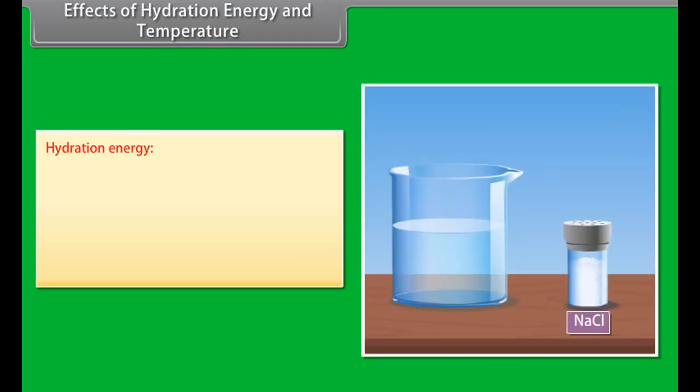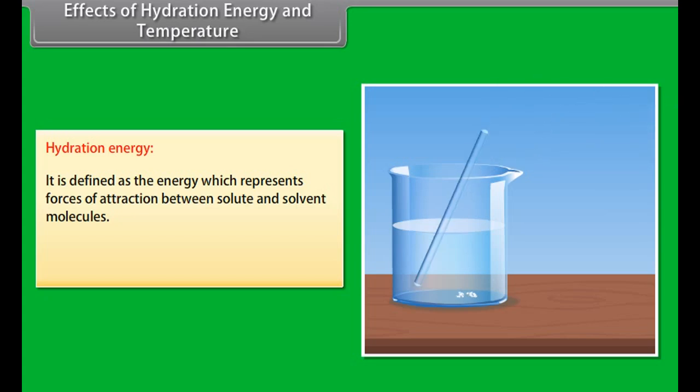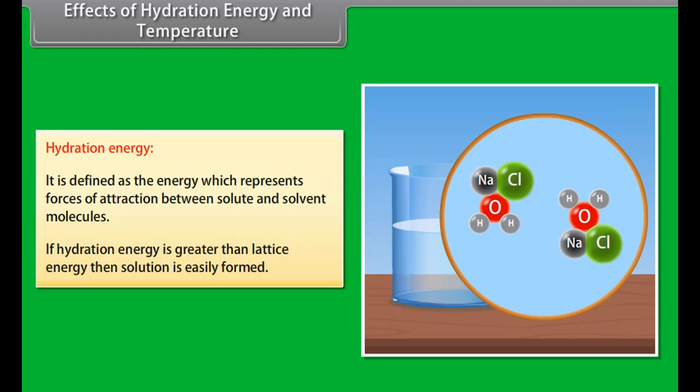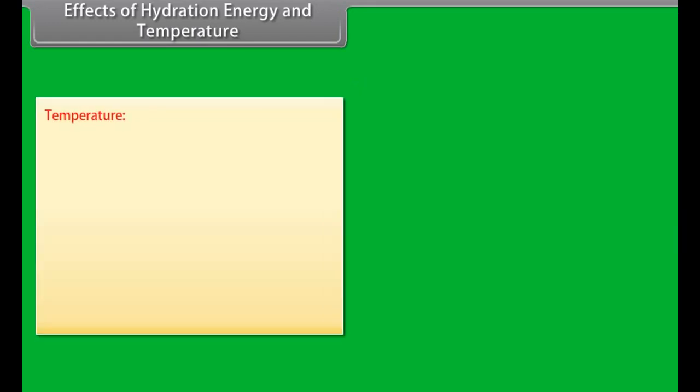Effects of hydration energy and temperature. Hydration energy. It is defined as the energy which represents forces of attraction between solute and solvent molecules. If hydration energy is greater than lattice energy, then solution is easily formed. Temperature.